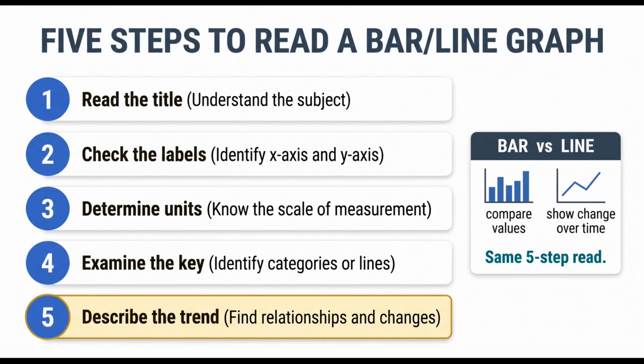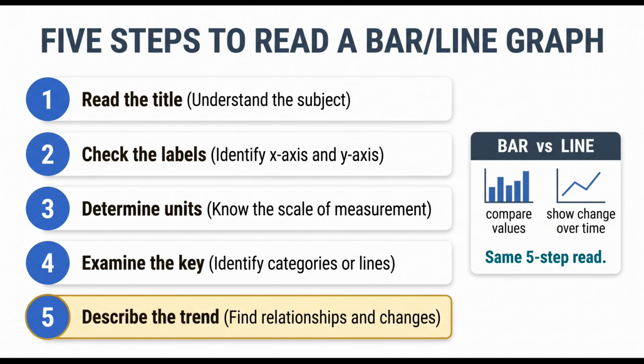Here are your 5 steps for reading any bar or line graph. Look at the step cards on screen. Step 1. Read the title. What is being measured? Step 2. Read both axes. What is the variable and what are the units? Step 3. Find the highest value and note when it occurred and how much it was. Step 4. Find the lowest value and note when it occurred and how much it was. Step 5. Describe the overall trend. Is it increasing, decreasing, or fluctuating?